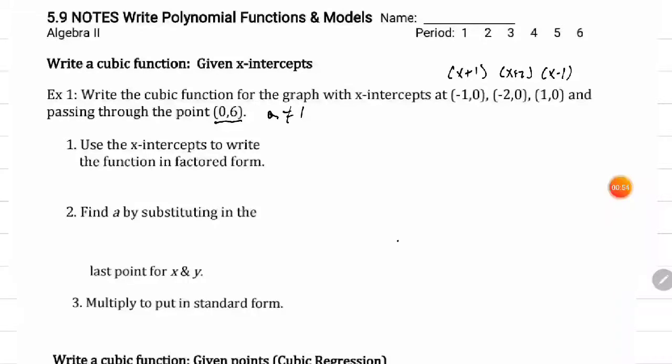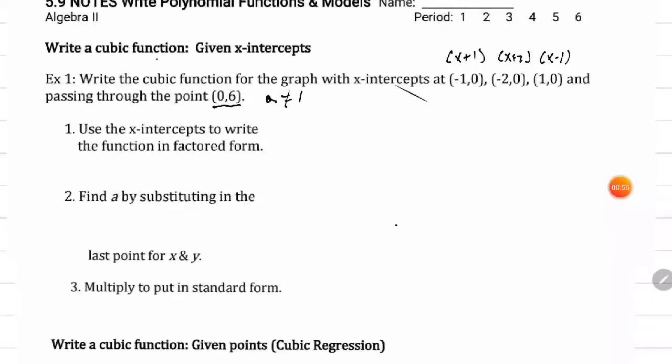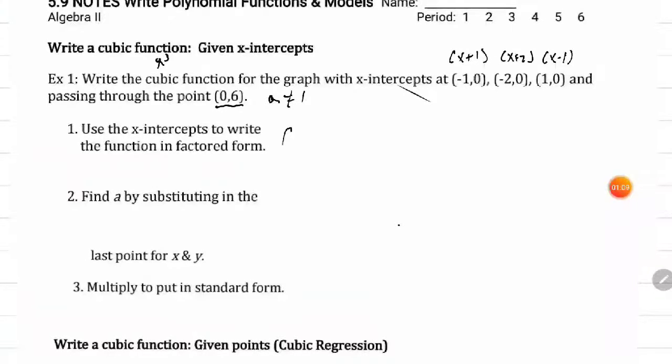So they want to write a cubic function. So remember, cubic function, our highest exponent is 3. So degree 3, that means we have 3 zeros. So we have enough to write our equation. So f of x is equal to a, that's going to be our leading coefficient, and then we have x plus 1, x plus 2, and x minus 1.